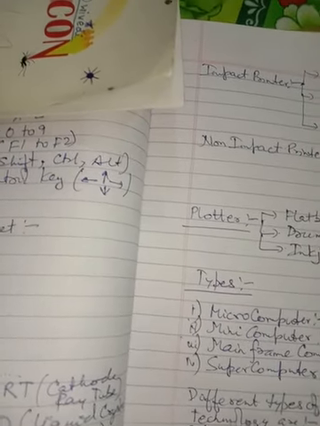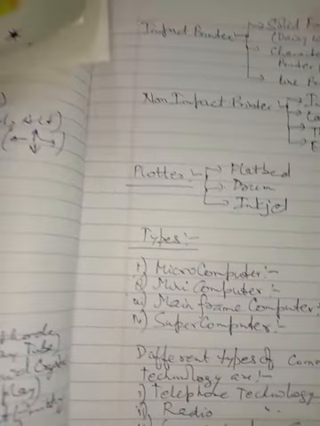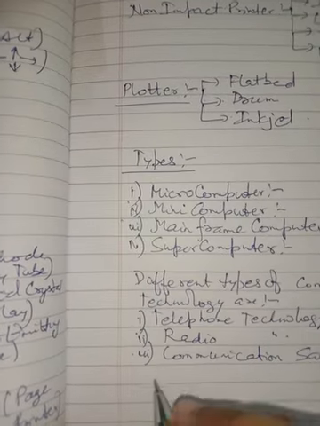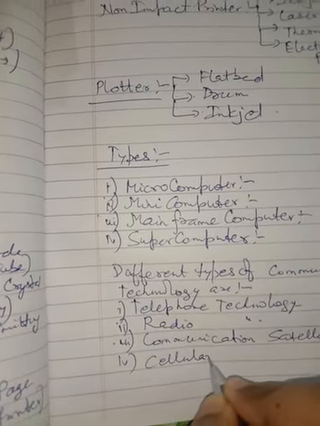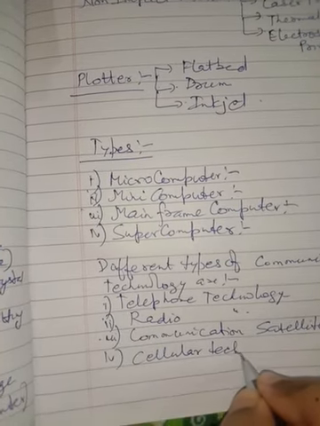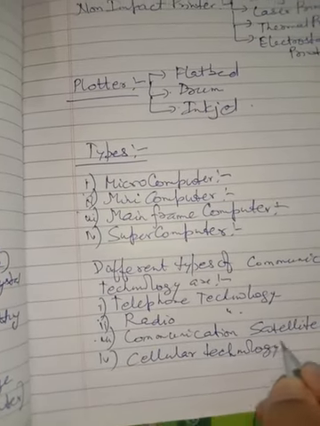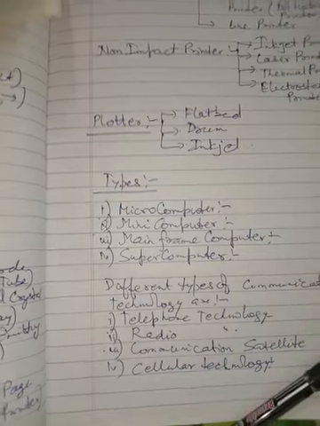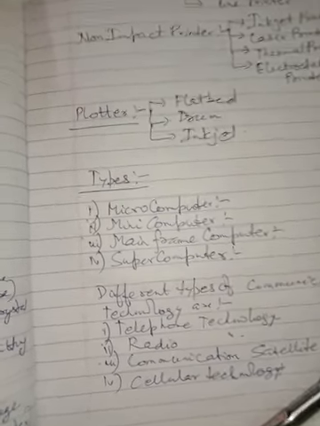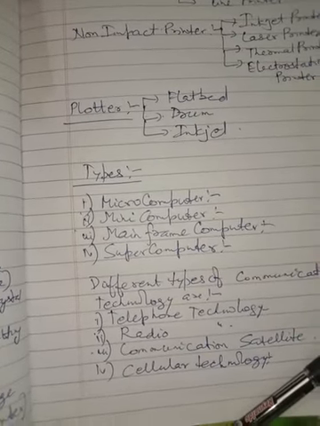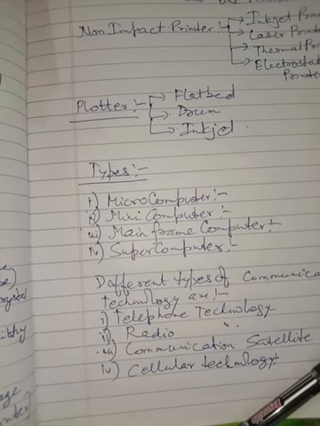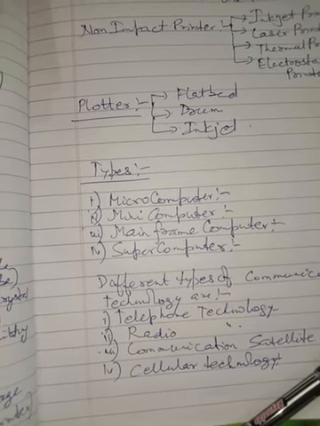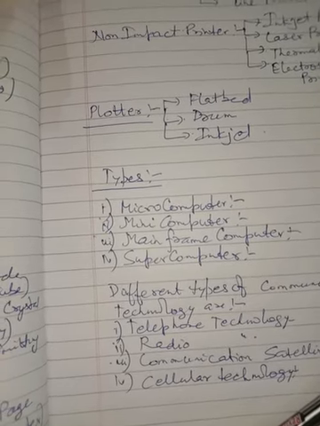The next type that we have is cellular technology. The fourth one is cellular technology. It refers to the network technology that facilitates mobile devices with which we can establish communication over the entire world. It is the technology that gave mobile phones the name cell phones.